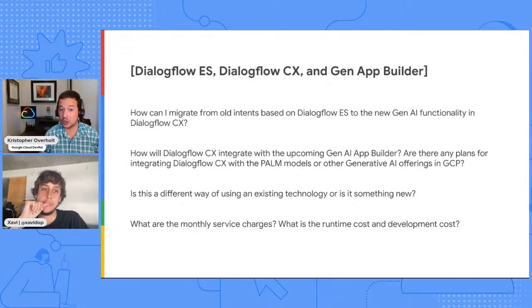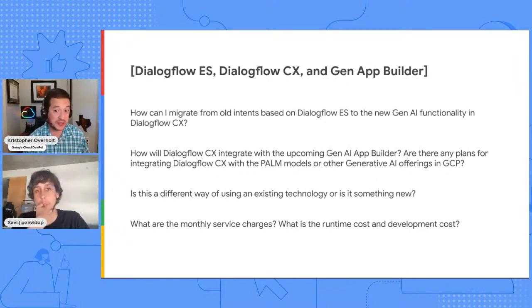So these questions are all about Dialogflow ES, Dialogflow CX, and something called GenApp Builder. So how do I migrate old intents from ES to the new Gen AI functionality in Dialogflow CX? That's a great question. How does Dialogflow integrate with GenApp Builder? Is this a different way of using existing technology, or is there actually something new here? It's a great question. And then, what are the monthly service charges? What are the costs? So in general, I will say historically we had Dialogflow ES, which is great for simple flows.